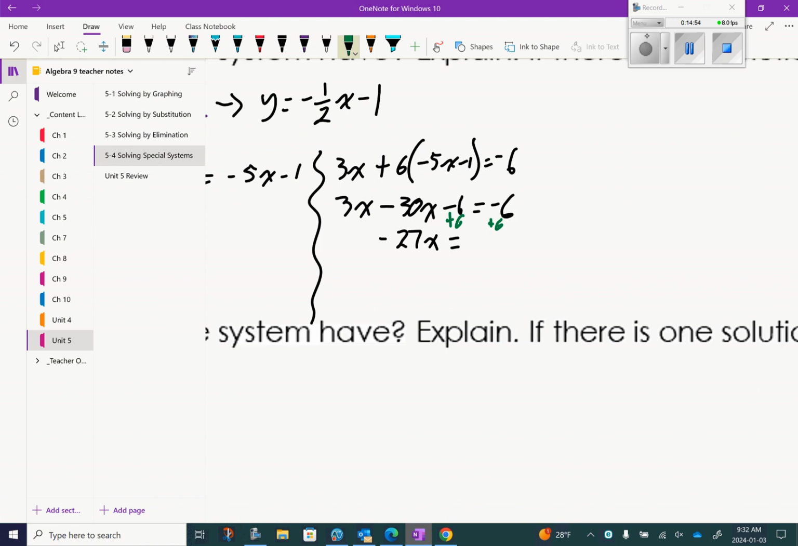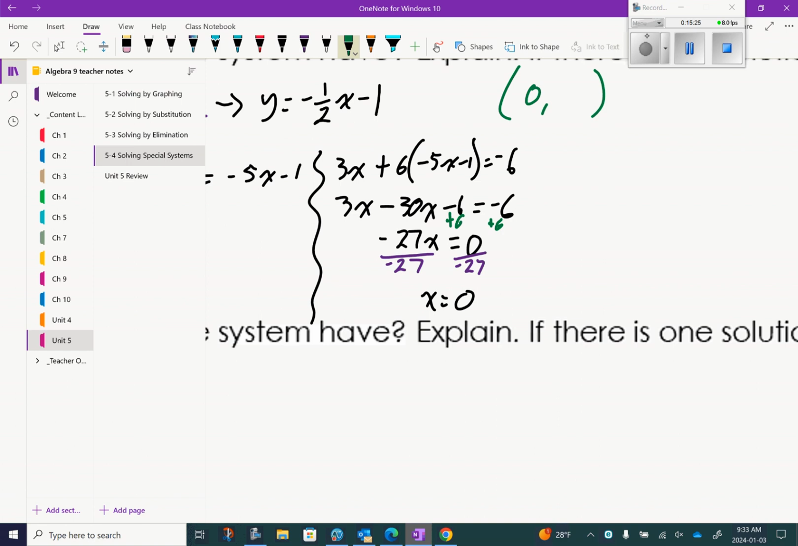Oh, wait a minute. That makes the next step of dividing really easy, because 0 divided by anything is still 0. If I have nothing, I can divide it into however many parts, I still have nothing. So again, that's one of the coordinates of this one point of intersection. Again, we said it had one solution.